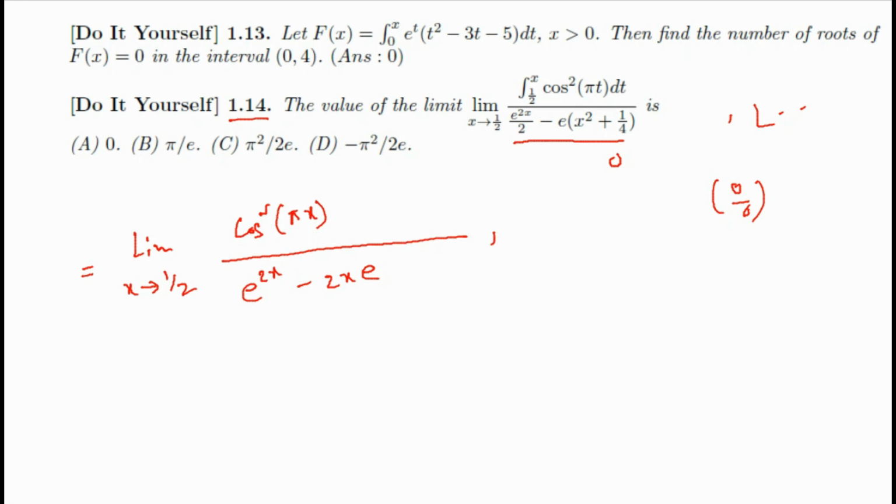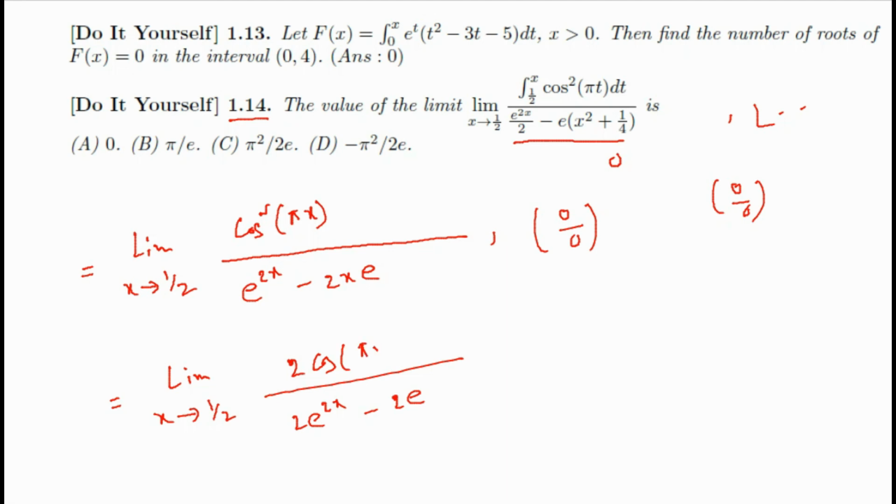Again, if you put x equal to half, this is a 0 by 0 form. Again, we will just differentiate that one by L'Hospital rule. So x tends to half, 2 e power 2x minus 2 e, and the numerator will be 2 cos pi x into minus sin pi x into pi.